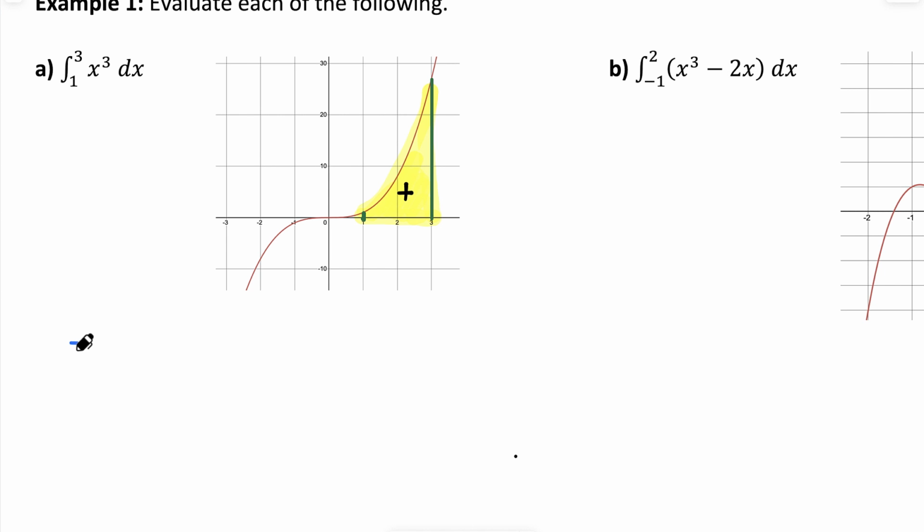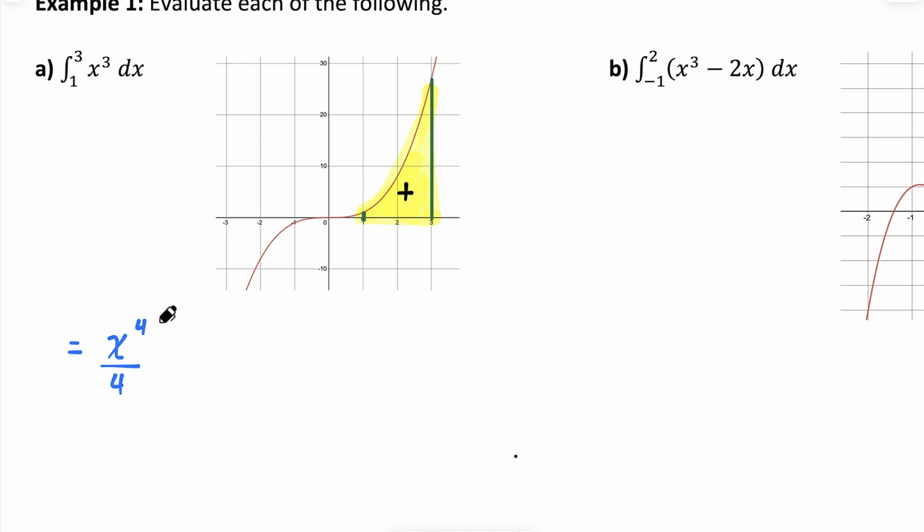The first thing we want to do is find the antiderivative of our integrand. So our integrand is right here, the function we're integrating, it's x cubed. I need to find the antiderivative of that. Or another way of saying that is, what function can I take the derivative of and get x cubed? Well, we can use our power rule, which tells us to increase the exponent by 1 and divide by that new exponent. So that gives me the function x to the 4 over 4. That's the antiderivative of x cubed.